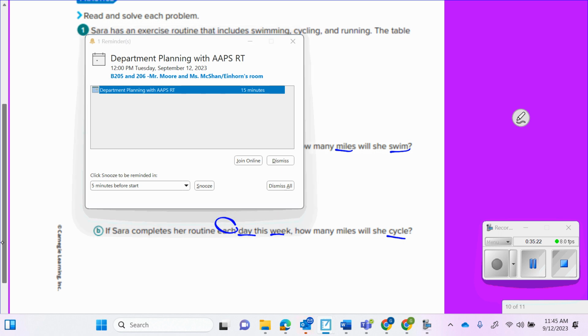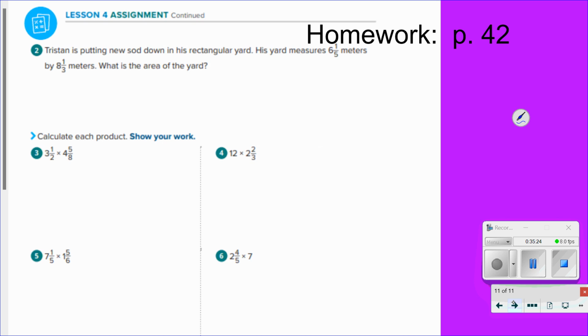I would hold on for just 1 second so you can get the back page. This one, guys, please, quiet. This one, area. Make sure your units are squared on the area. So you're just multiplying by units squared. Calculate each product, show your work. If all you have is a bunch of answers, are you getting credit? Not a bit. Okay, guys, that's it. Relatively easy homework for tonight. Good luck.